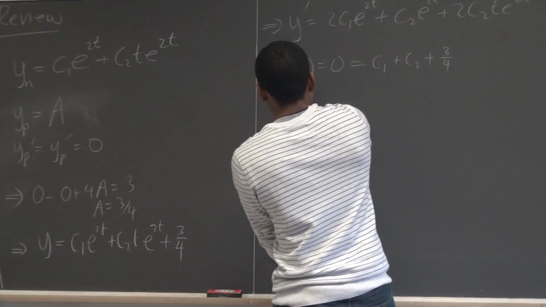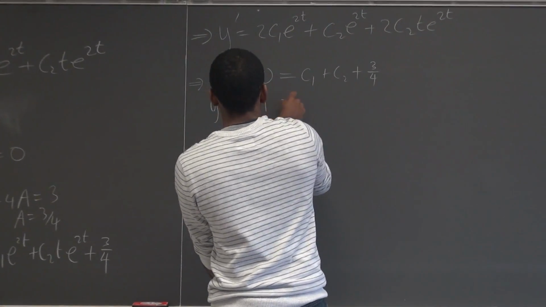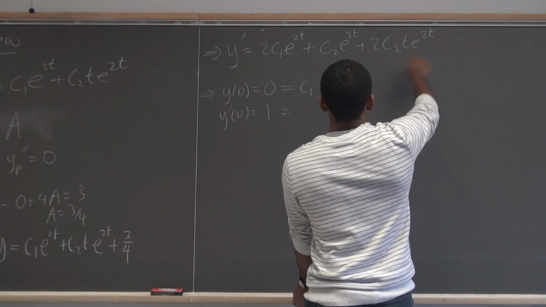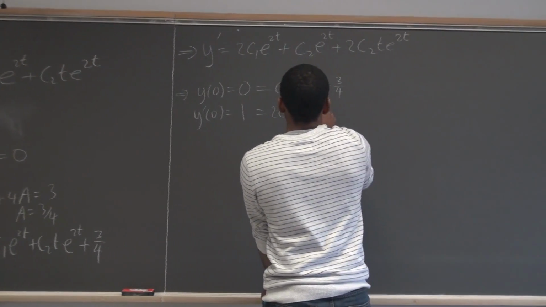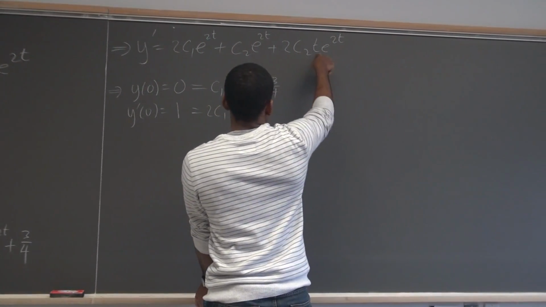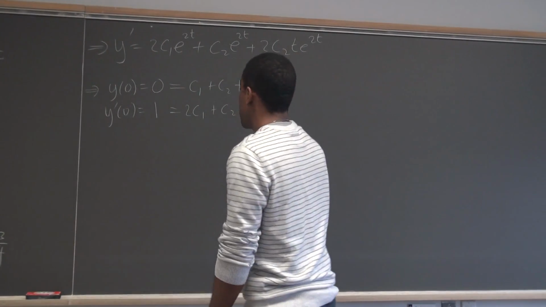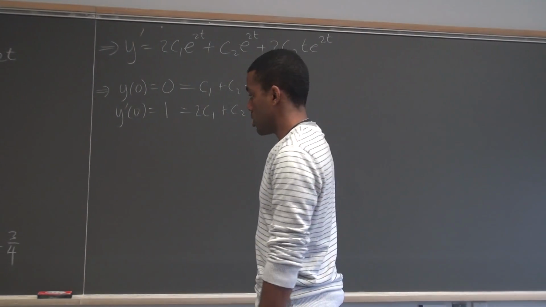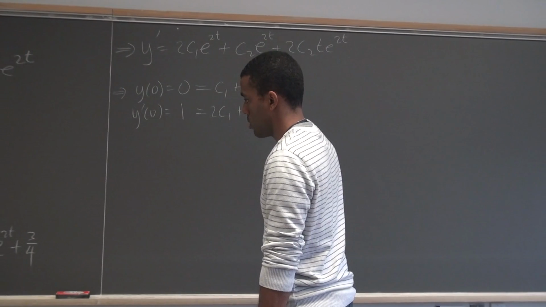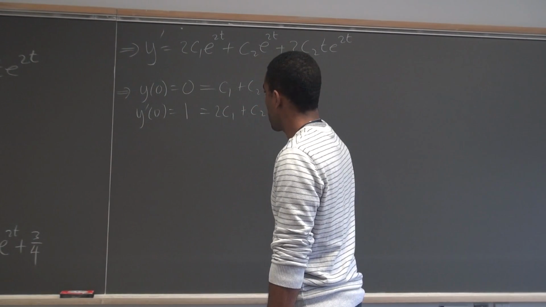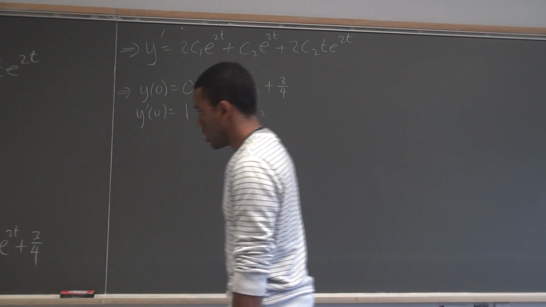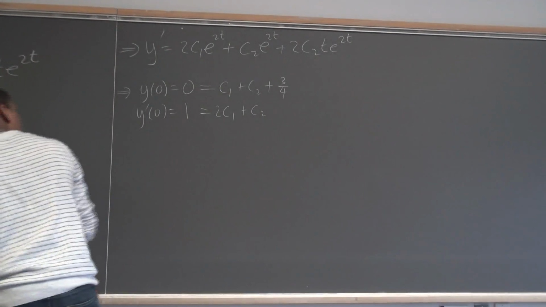And y prime of 0 is equal to 1. So I plug in 0 for t here. That would be 2c1 plus c2, and the t here is 0, so that is it. Shouldn't there be a c2 in y of 0? There's no c2... Yes, there is a t.